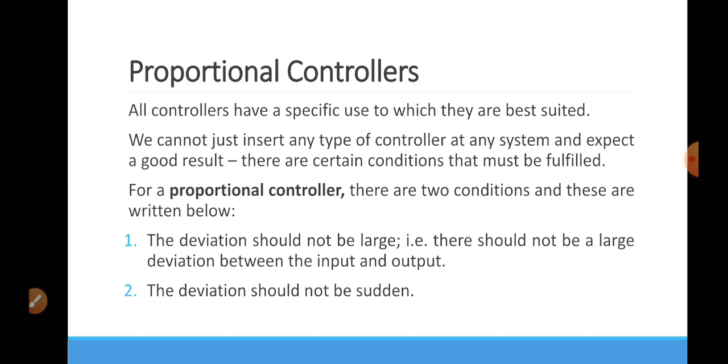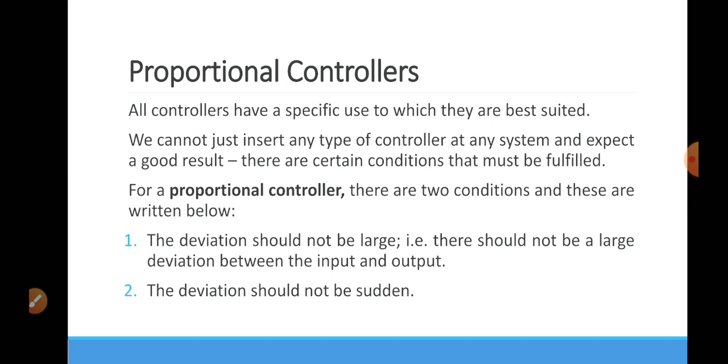Now for a proportional controller there are two conditions, which are given below. The first condition is that the deviation should not be large. That means the deviation between input and output should not be very large. Now what do you mean by deviation? Deviation is nothing but the difference between the two values. So your value of input and your value of output should not deviate by a large number. You cannot tolerate it.